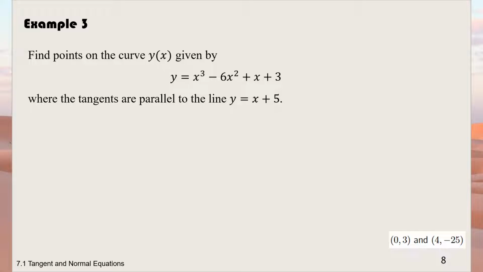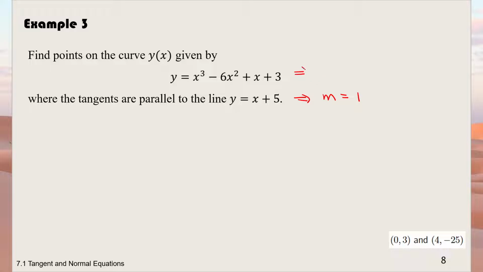Now we look at example 3. Find the point on the curve y of x given by this one, where the tangents are parallel to the line y equals x plus 5. It's almost like the previous one. So from this information, first thing, I'm going to find my m. My m over here is 1, because this is y equals mx plus c. So my m equals 1.